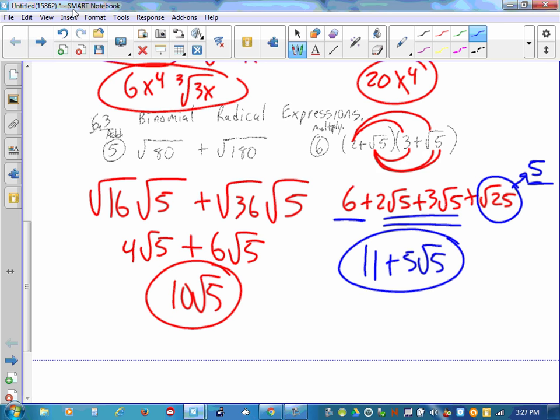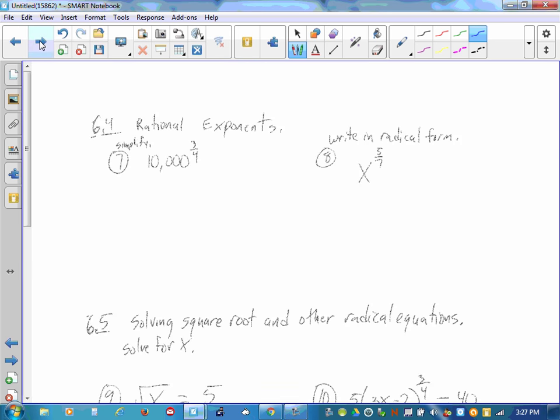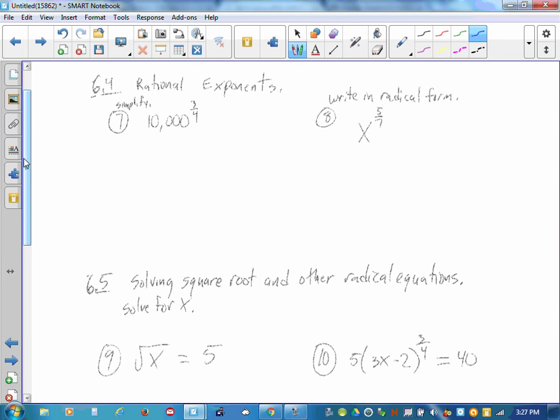All right, and next page. This is like so easy it's confusing, I think, for people. But basically, it's the EIO thing. So the index is the bottom one, which means I'm taking the fourth root. So the fourth root of 10,000 is 10. And then I do the 3 next, which means I'm raising 10 to the third power. So I get the answer of 1,000.